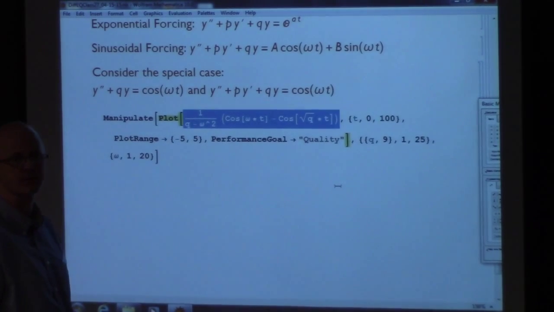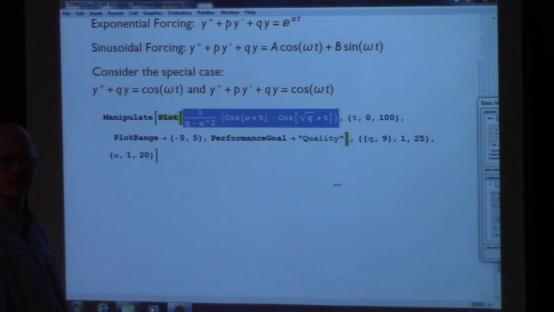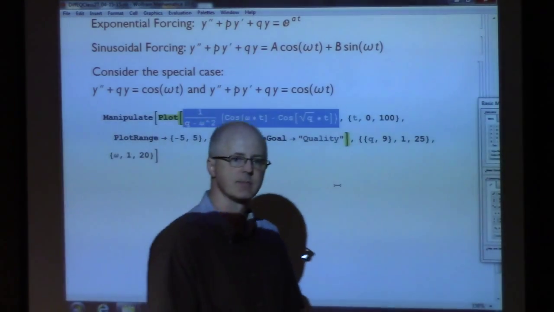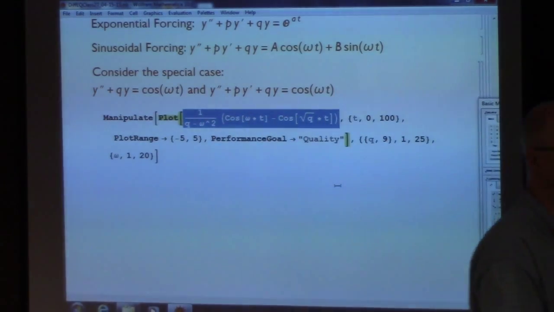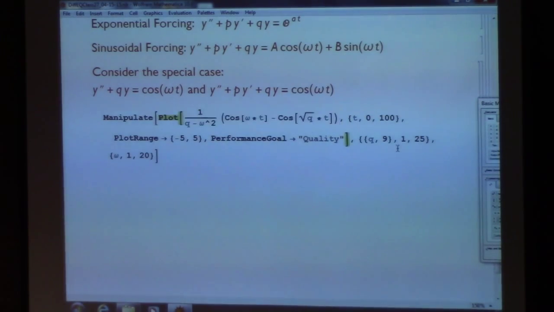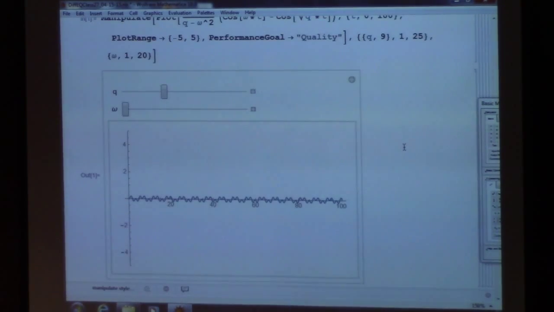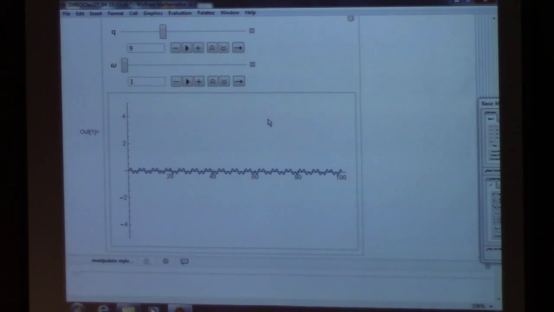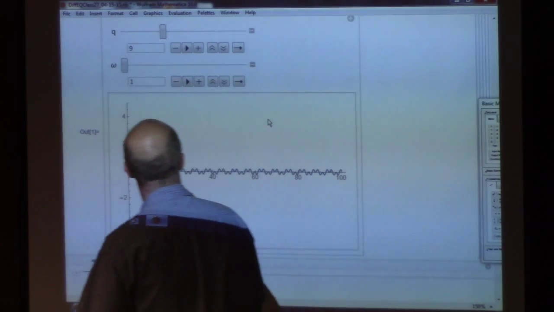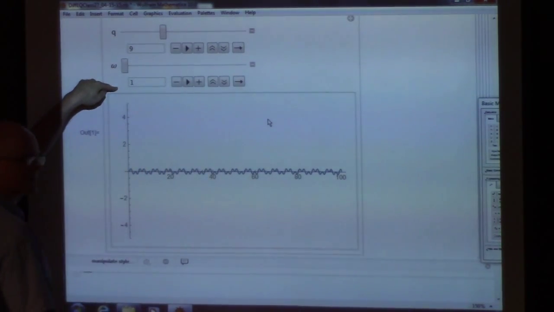And K2 was 0, so there's no sine term in here at all. Just a nice simple special case, a nice simple initial value problem, and a relatively simple solution. However, its graph is not relatively simple. It's pretty wild looking, at least for certain values of omega and q. So here we have a graph of what the unique solution of the initial value problem looks like when q is 9 and omega is 1.